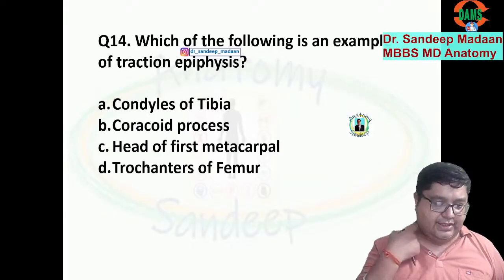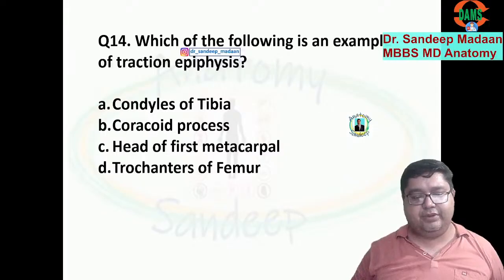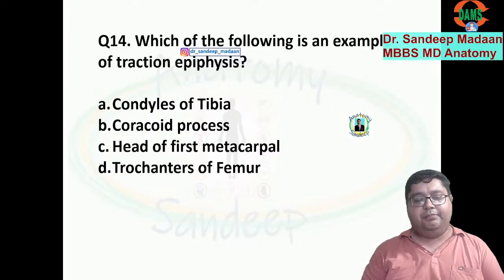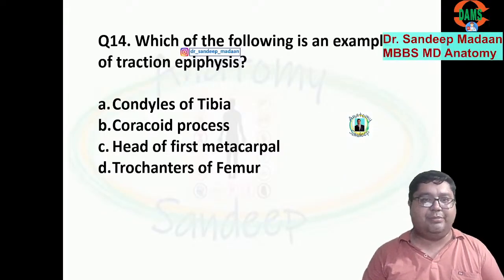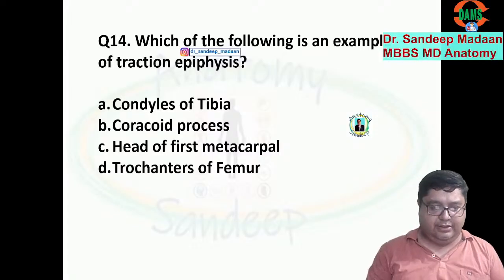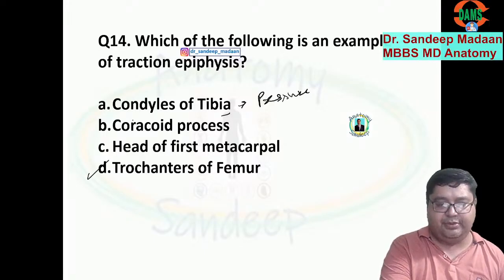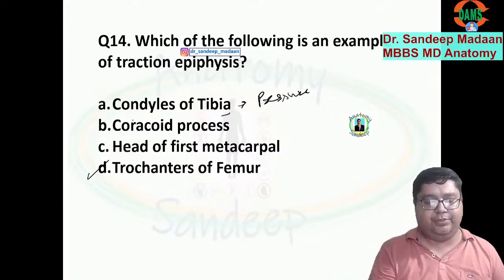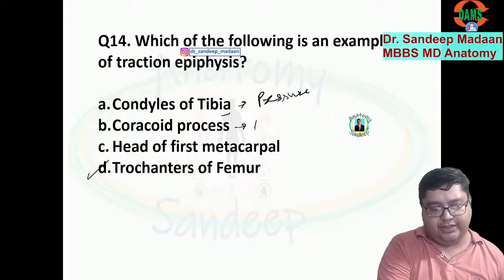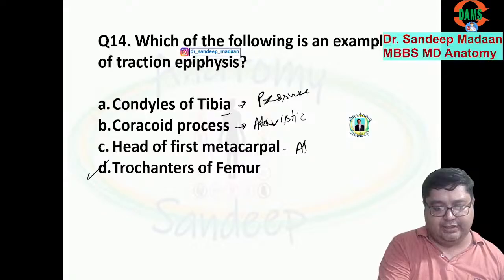Now, which of the following is an example of the traction epiphyses? Now, when we say pressure epiphyses, they will be those which are making the joint. Like condyle is an example of pressure epiphyses. The trochanters, tubercles, epicondyle, those will be the traction epiphyses, jutting out part of the bone. Coracoid process is a typical example of the atavistic epiphysis. And the head of first metacarpal is the aberrant epiphysis.